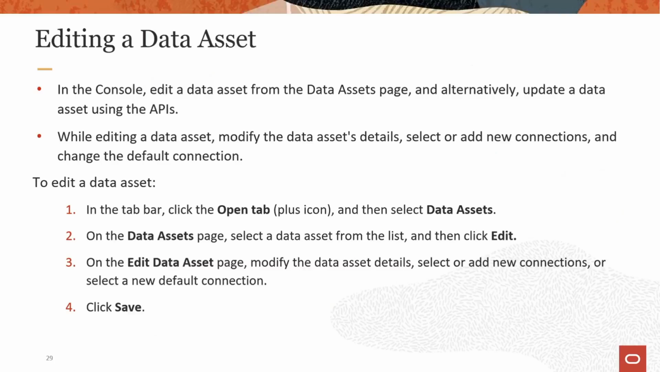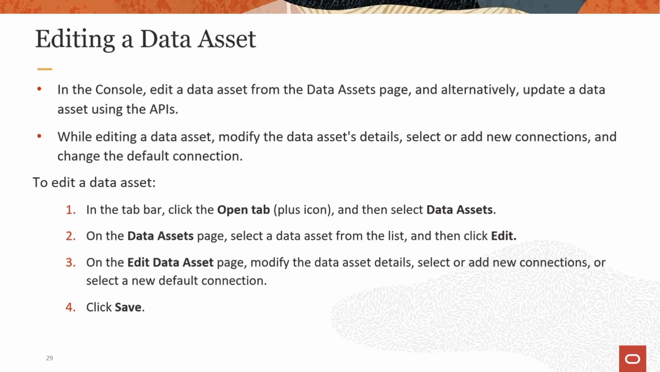You can edit a data asset either from the Data Assets page in the console, or you can choose to update a data asset using the APIs. When you edit a data asset, you can modify the data asset's details, select or add new connections, and change the default connection.